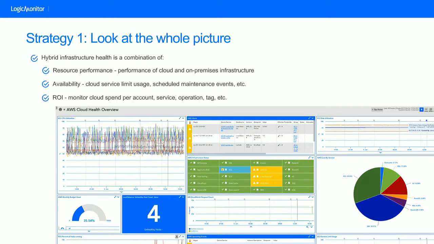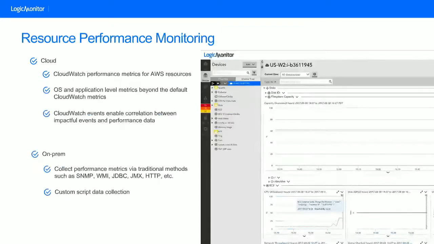If you have a mix of resources across clouds or across cloud and on-premise environments, you need something that's capable of monitoring both to really get an end-to-end view of everything in your environment. So I'm going to dive into the details of what you should look at for each of these three categories listed on the slide.